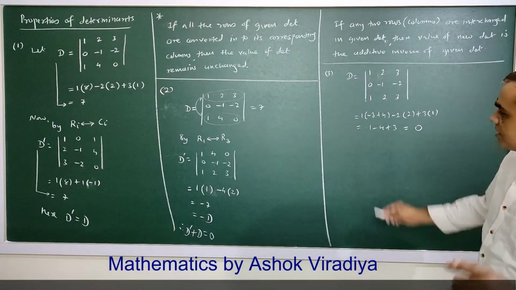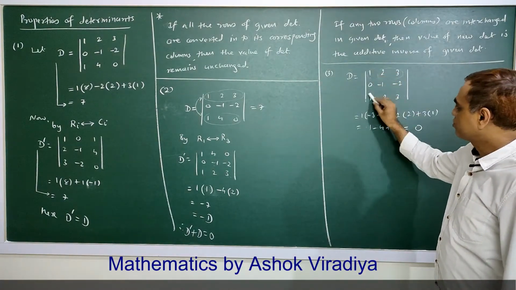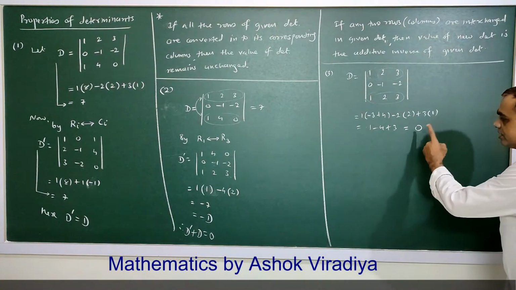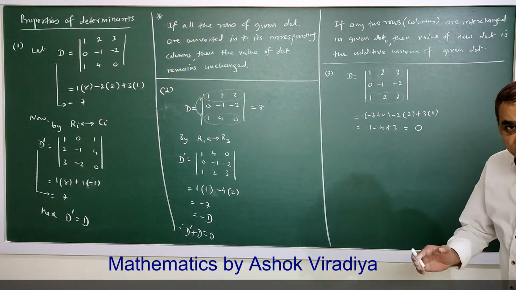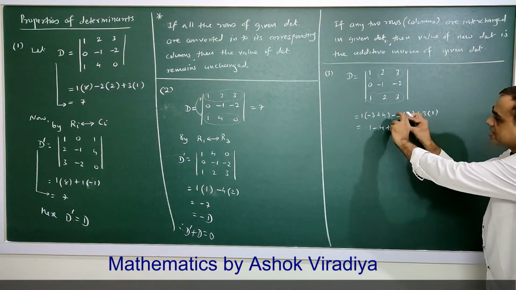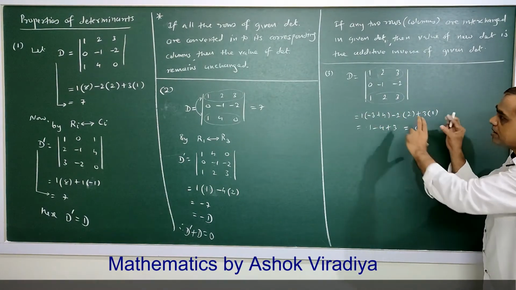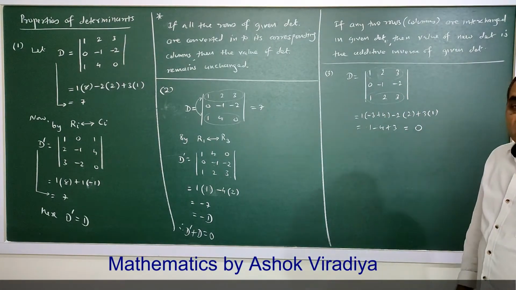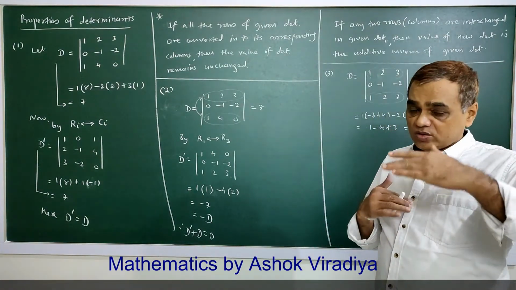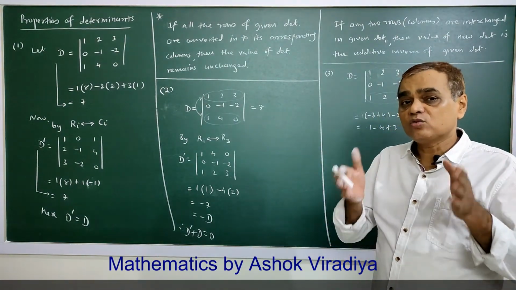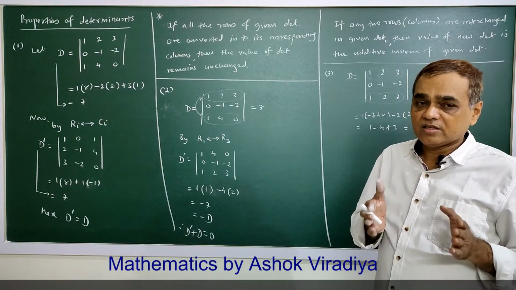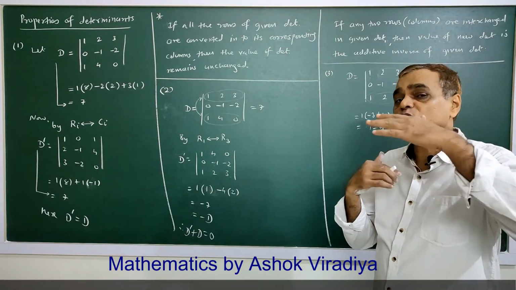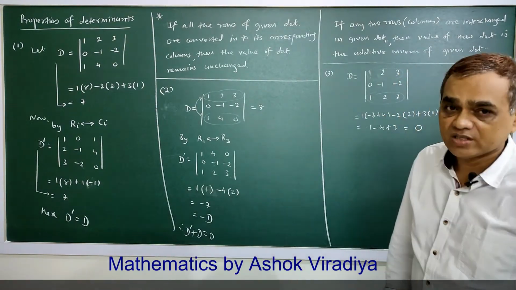In any determinant, if any two rows are identical, then always its value is 0. No need to find by expansion. No need to expand the determinant. Directly you can put the value as 0. And it is not true only for two rows. It is also true for any two columns. So if any two columns are identical, then also the value is 0.